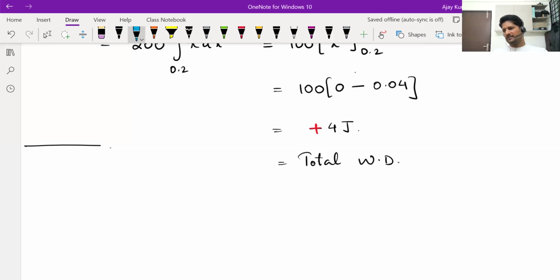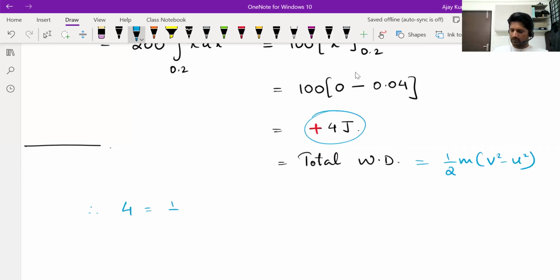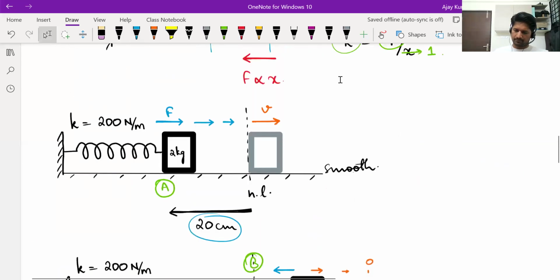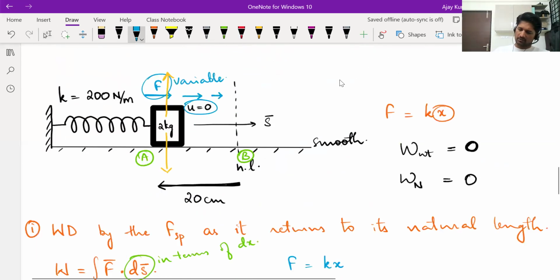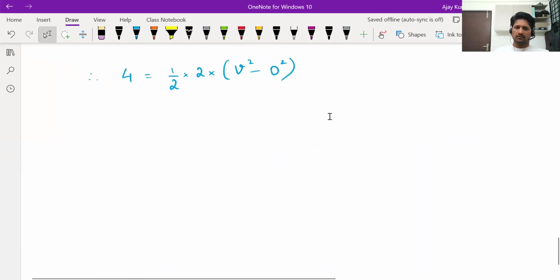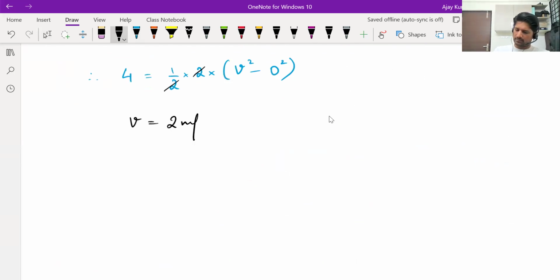Now in this problem, we have concluded that spring force is the only force doing work. So this 4 joules itself will be the total work done on it by all forces as it comes to the natural length. Then this should be equal to the change in kinetic energy of the block. Therefore, you can write 4 is equal to half, mass of the block was 2 kg, times V square minus, the block was released from rest. It was given to you in the problem. The initial velocity of the block was 0. So cancelling these, you get V square is equal to 4. That means V is equal to 2 meters per second.